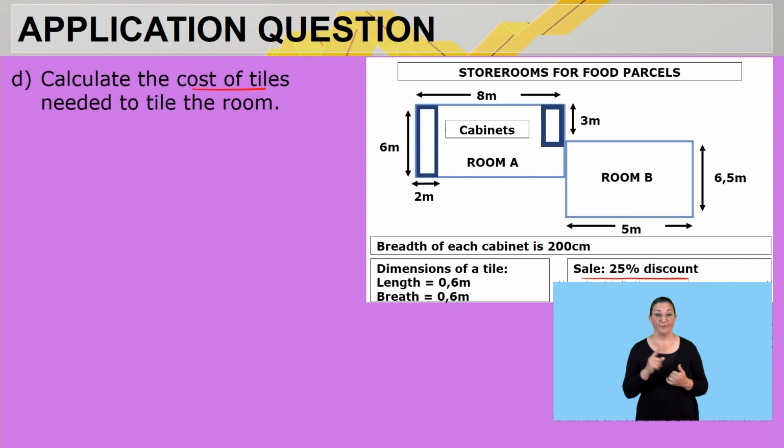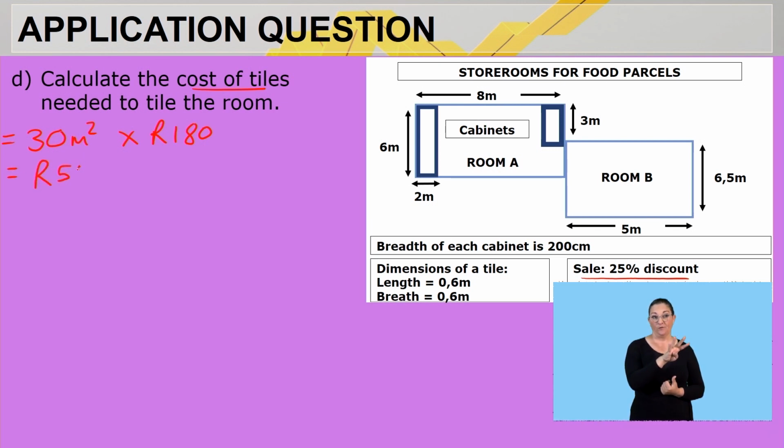So, start by saying we need what? 30 square meters of tiles, right? Tiles are being sold at the price of 180 Rand per square meter. So therefore, multiply by 180. So 30 multiplied by 180. That will give us a cost of 5,400 Rand.